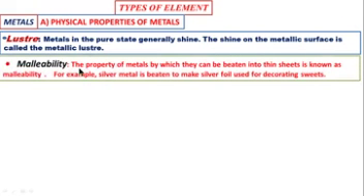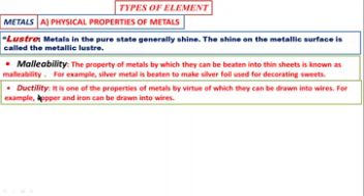Second, malleability. The property of metals by which they can be beaten into thin sheets is known as malleability. For example, silver metal is beaten to make silver foil used for decorating sweets. This is a very familiar example for us, and therefore malleability is a physical property of metals.